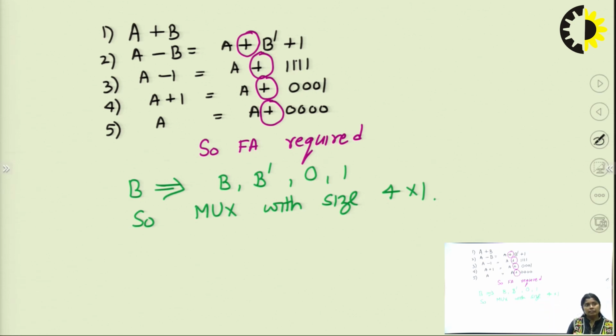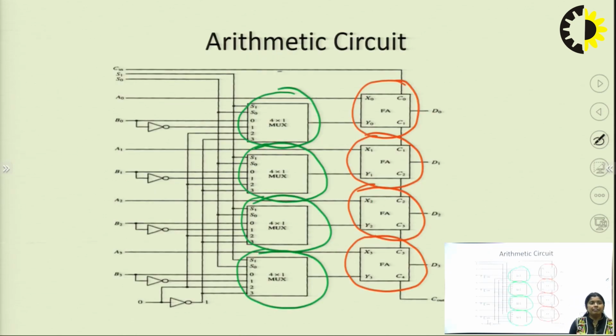Now the next thing is that the A value is not changed, and the operation is plus. Even though A minus B and A minus 1 are also operations, we are using 2's complement. That's why the operation in all cases is plus. For this purpose we can use the full adder. Because we are using a 4-bit circuit, there are 4 multiplexers and 4 full adder circuits.